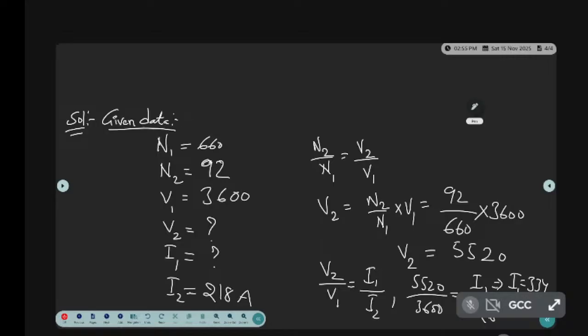Simple formula, direct question. Remember only one formula, that is EMF equation of the transformer: E equals 4.44 phi f N.